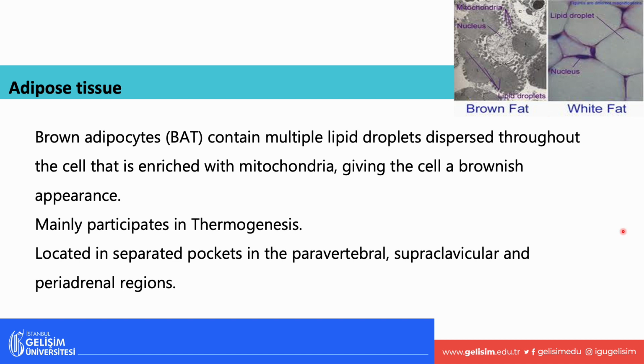Now, BAT, on the other hand, is a type of tissue that contains multiple lipid droplets and a high concentration of mitochondria, giving the cell its brownish appearance. Unlike white adipose tissue, which mainly stores energy, brown adipose tissue mainly participates in thermogenesis. Again, thermogenesis is the process of generating heat in the body. These brown adipocytes are located in separated pockets in specific regions of the body, such as the paravertebral, supraclavicular, as well as the periadrenal areas.